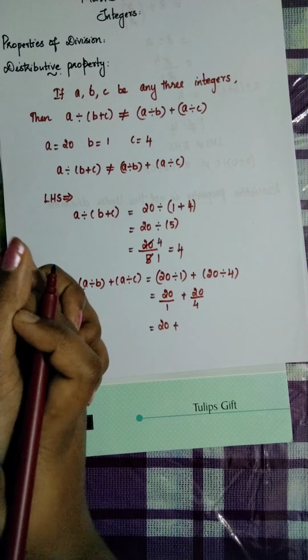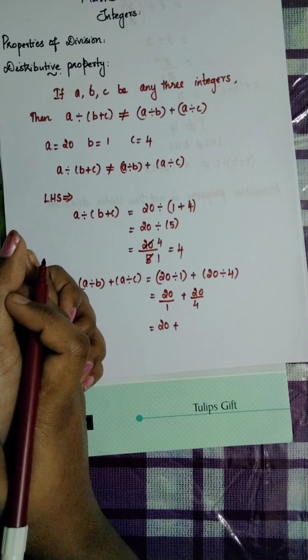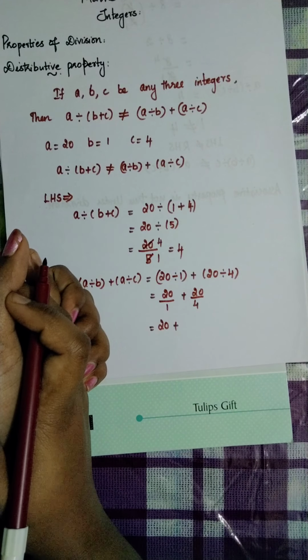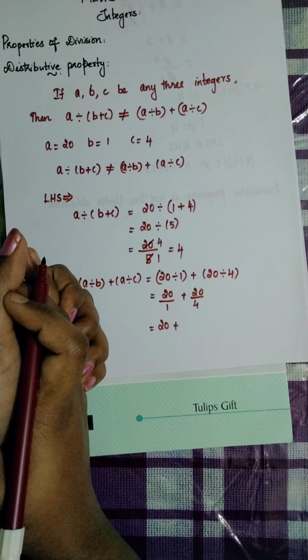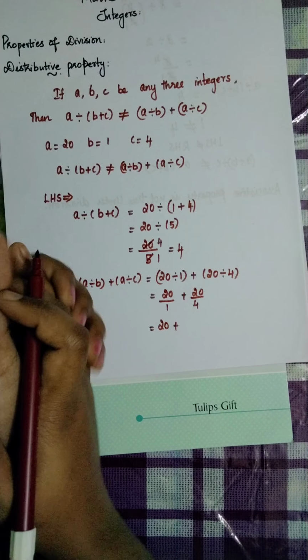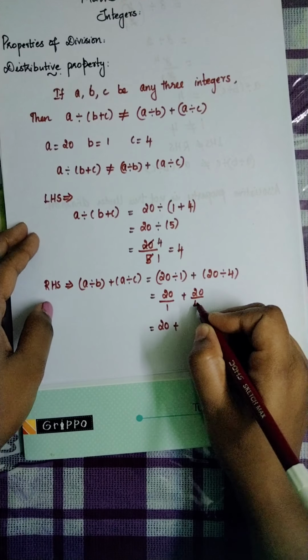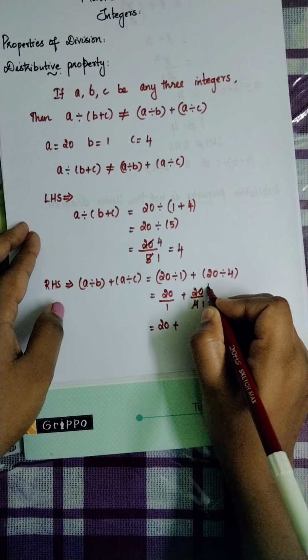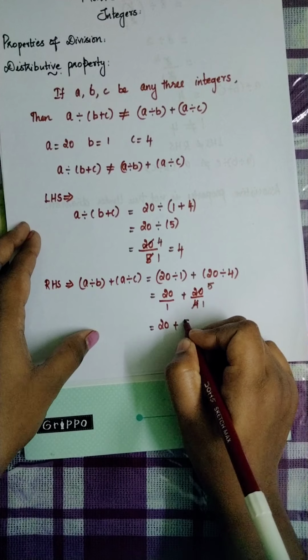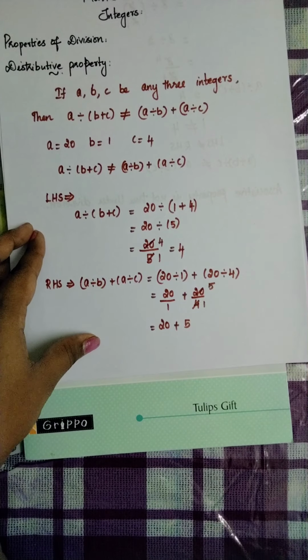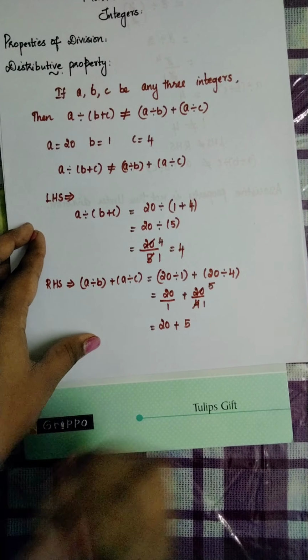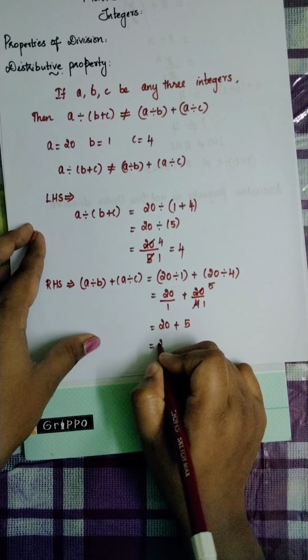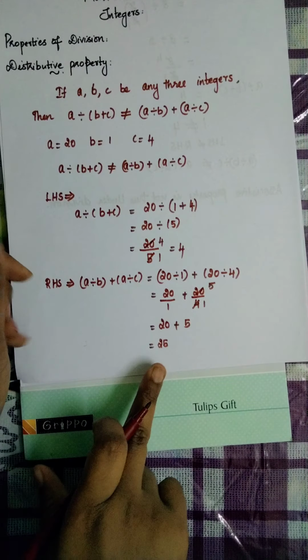Can you divide 20 by 4? See the 4 table. 1 4 is 4, 2 4s are 8, 3 4s are 12, 4 4s are 16 and 5 4s are 20. Yes, right. So 20 divided by 4 is 5. So 20 plus 5. What is 20 plus 5? 20 plus 5 is 25. So our right side answer is 25.